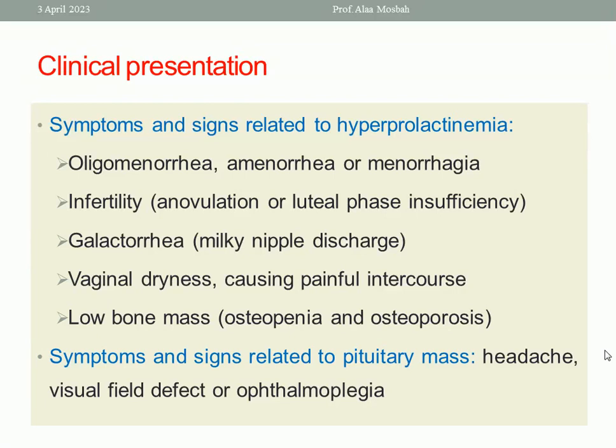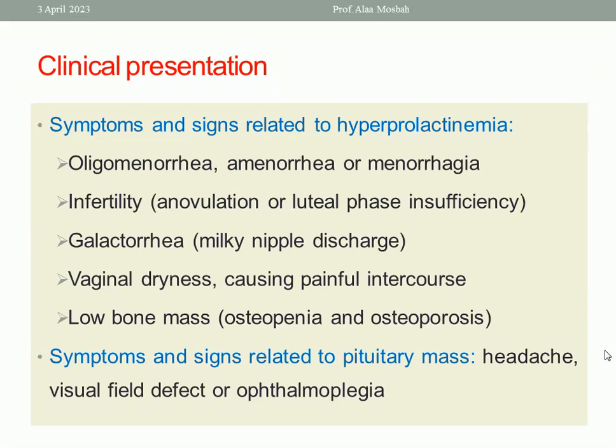So symptoms due to hyperprolactinemia include oligomenorrhea, amenorrhea, or menorrhagia. Infertility due to suppression of ovulation, of course, or luteal phase insufficiency. Galactorrhea, which is a milky nipple discharge. Vaginal dryness, causing painful intercourse. Okay. This is a complication of ovulatory dysfunction. Decrease of estrogen has an effect on the vagina, causing vaginal dryness and painful intercourse.